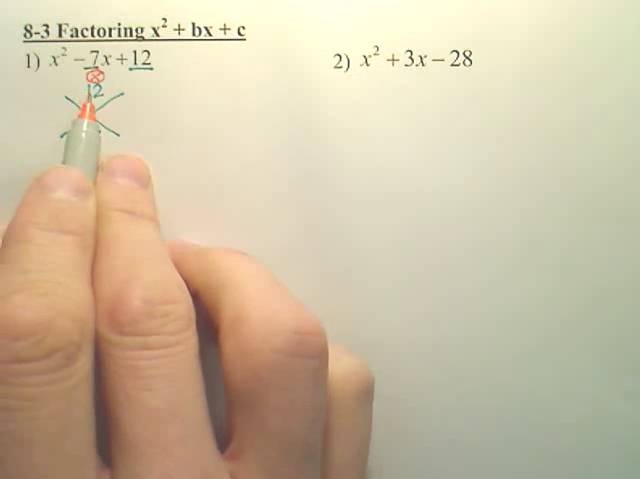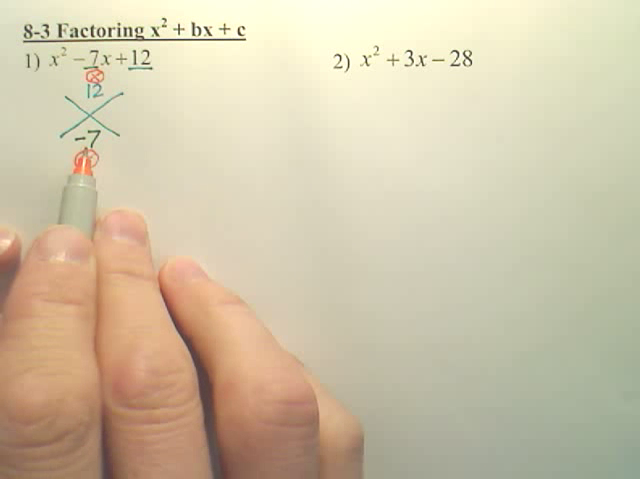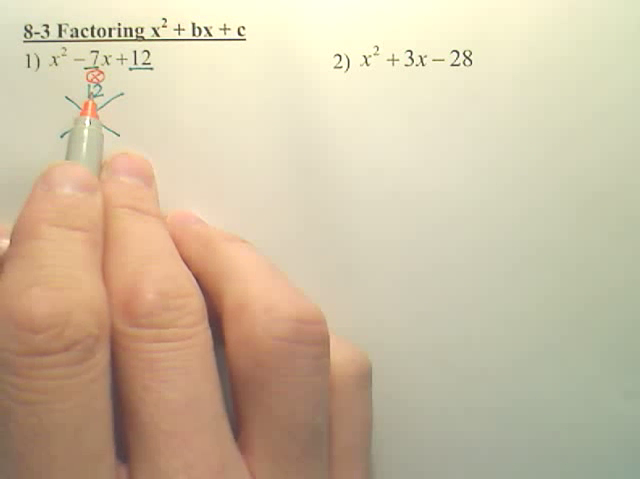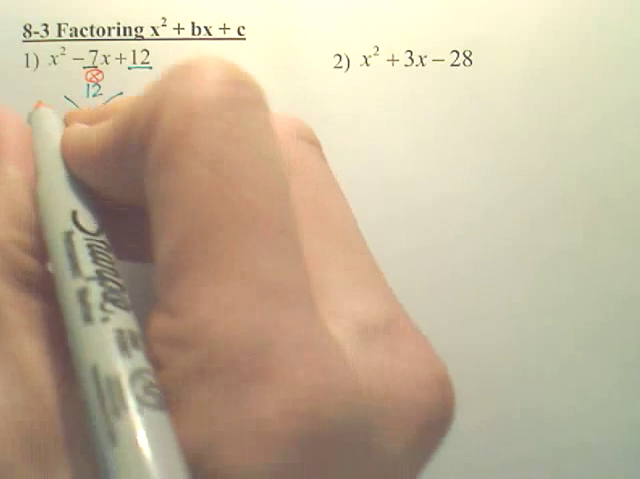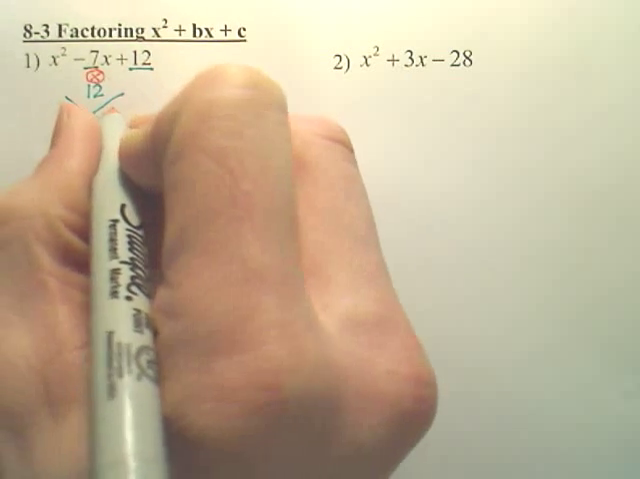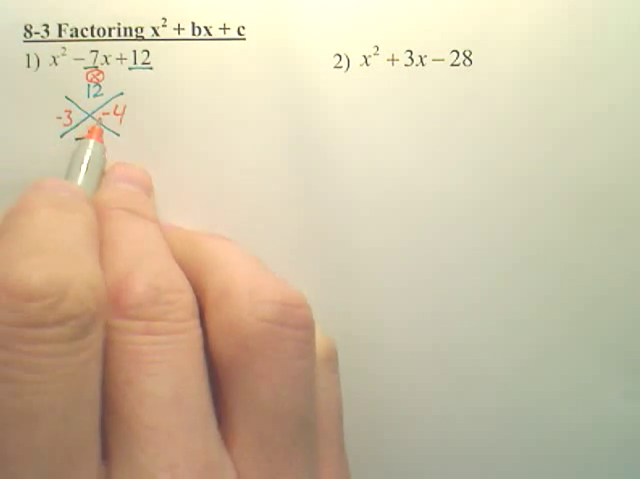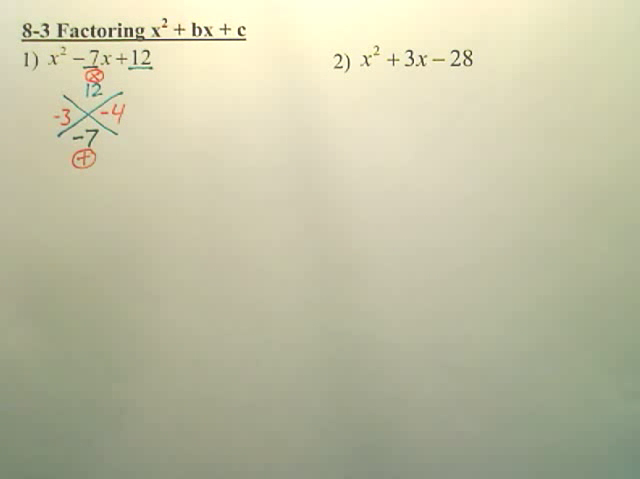So two numbers that multiply to get 12. 12 and 1. 12 and 1 won't give you negative 7. Okay. Next, 2 and 6. 2 plus 6, 2 minus 6. That won't get you negative 7. So 2 doesn't work. 3 and 4. Oh, if I took negative 3 times negative 4, that would give you 12, and negative 3 plus negative 4 is negative 7. So that works.